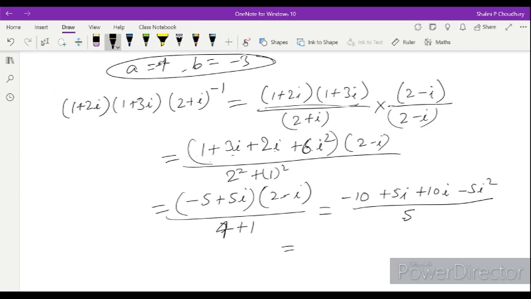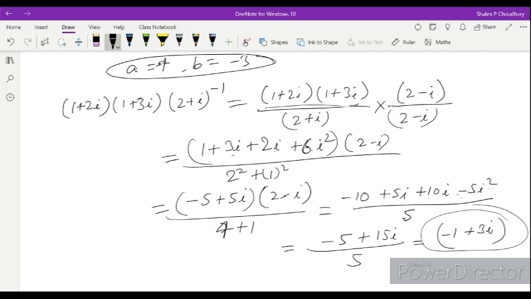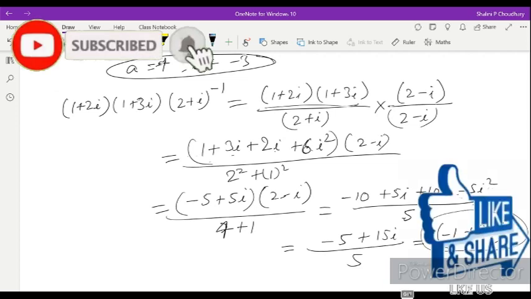So it will be minus 5, because 5i square will be plus 5, minus 5i plus 5 plus 5 minus 10 will be minus 5, and then plus 15i, divided by 5. We'll take 5 common, so we'll get minus 1 plus 3i divided by 1, because we took 5 out. So it is in the form of a plus ib.